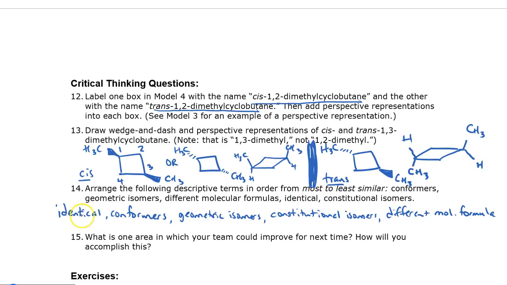I think you would agree that the most similar would be identical. Here's an example of two structures that would be considered identical. This is cis 1,3-dimethyl cyclobutane, and so is this. They're identical. It's just that you are looking at them from the other side.